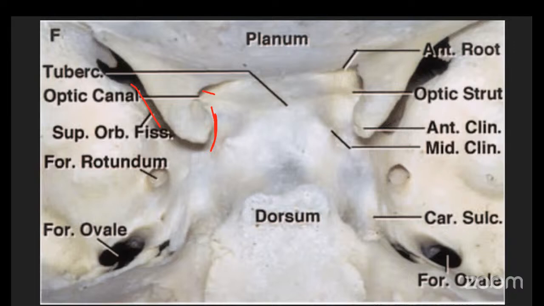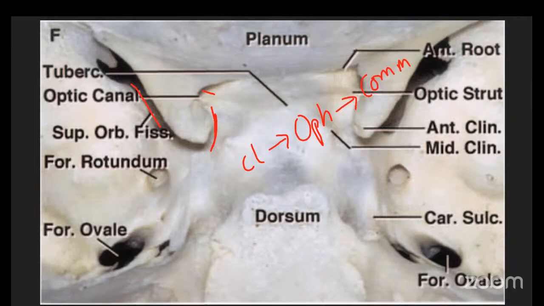Does somebody else remember? The terminal portion of the ICA. Yes, just before the terminal portion, ophthalmic, and then communicating. Yes, ophthalmic and then the communicating. So I was right, I was just mixing up the sequences. We have the clinoidal segment. After the clinoidal segment, we have the ophthalmic segment. After the ophthalmic, we have the communicating. So from the ophthalmic segment the ophthalmic artery takes its origin. From the communicating segment, the PCOM takes its origin.